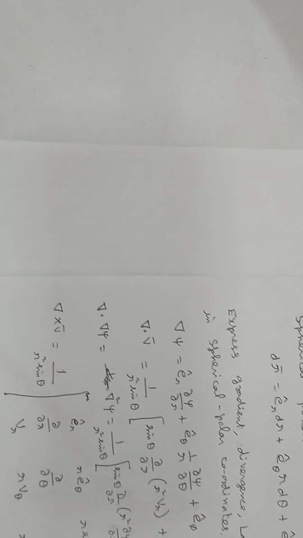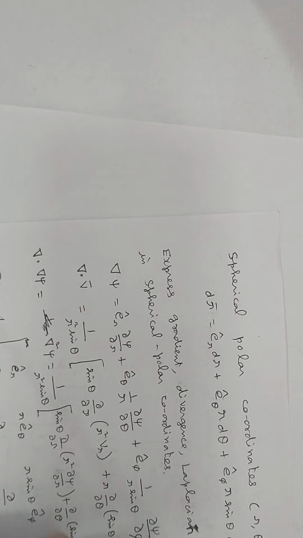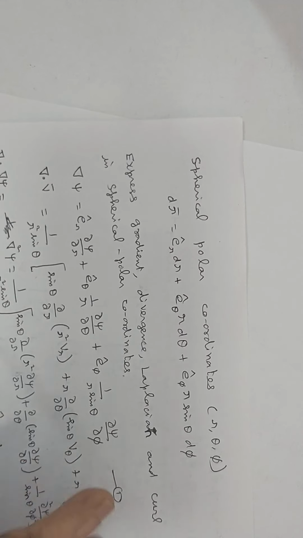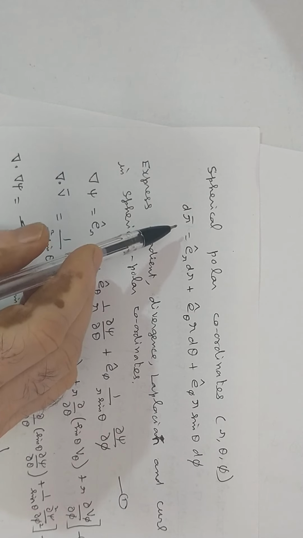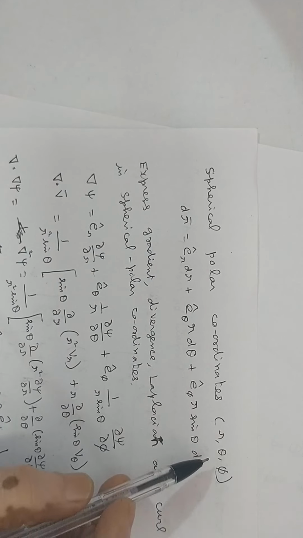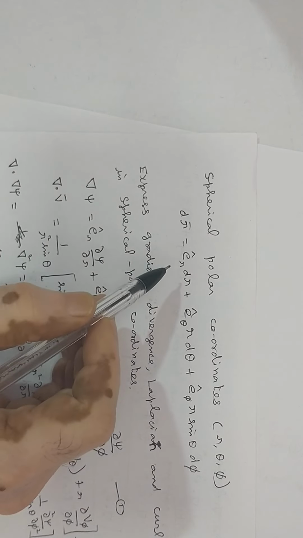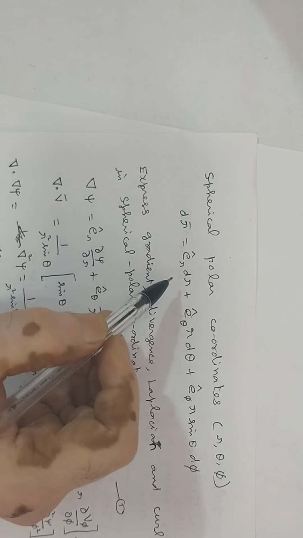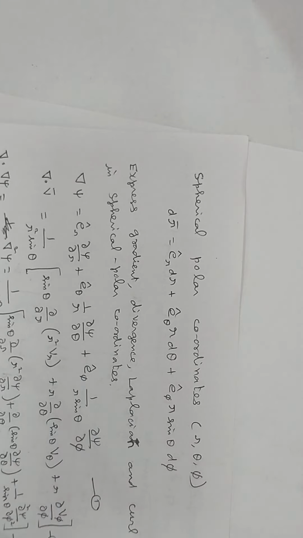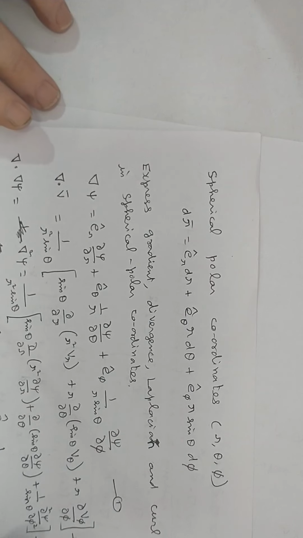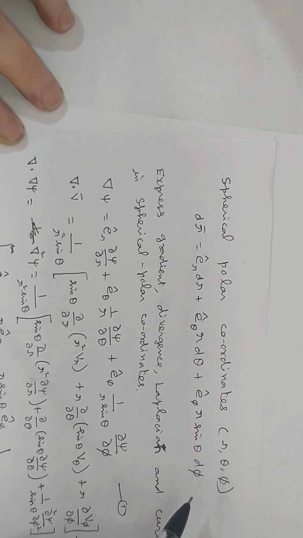Now, spherical polar coordinates. The spherical polar coordinates are r, theta, phi. So the dr value may be expressed in terms of r, theta, phi as e_r unit vector dr plus e_theta r d theta plus e_phi r sin theta d phi. So this is the expression for dr.